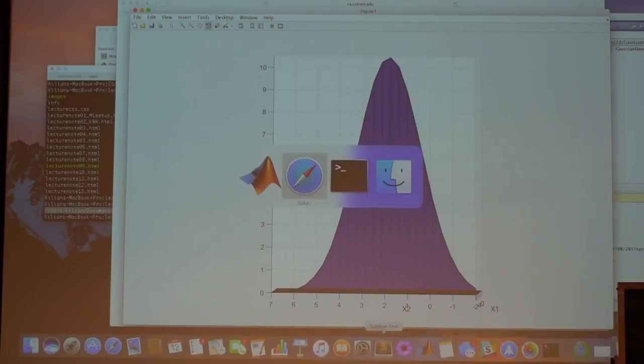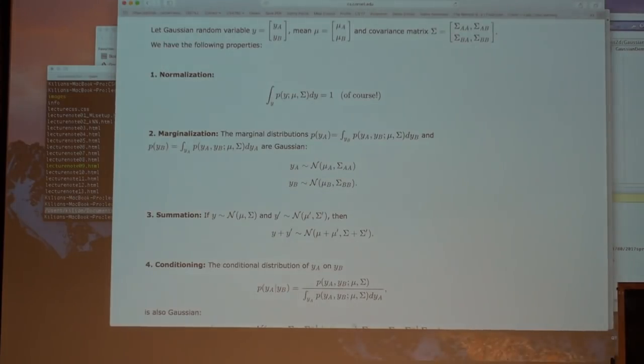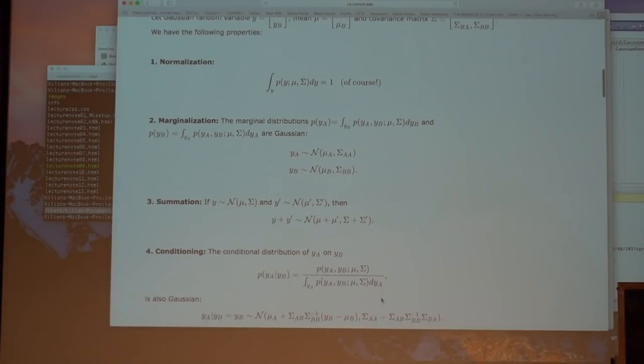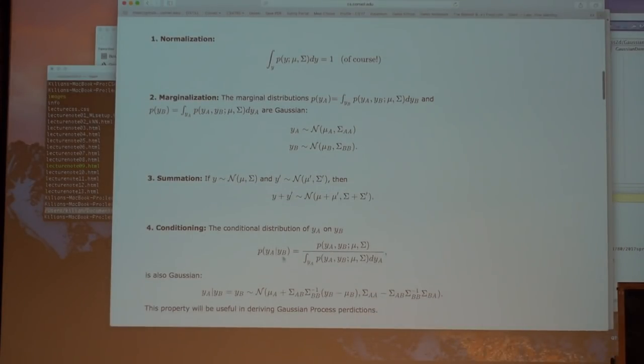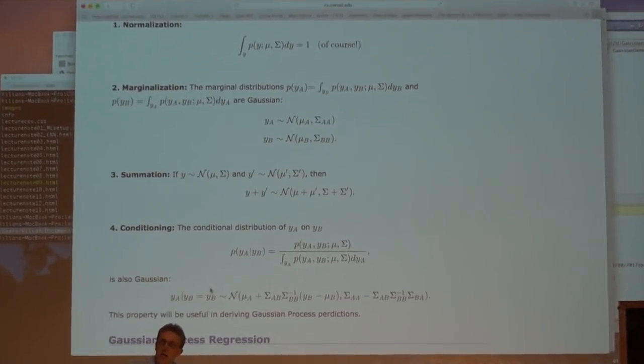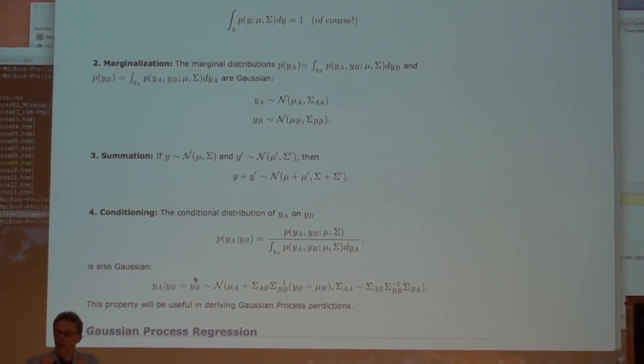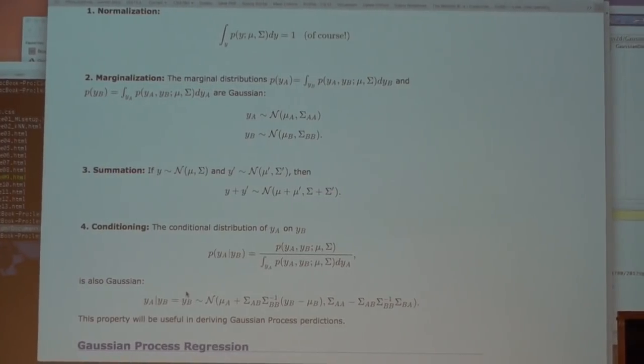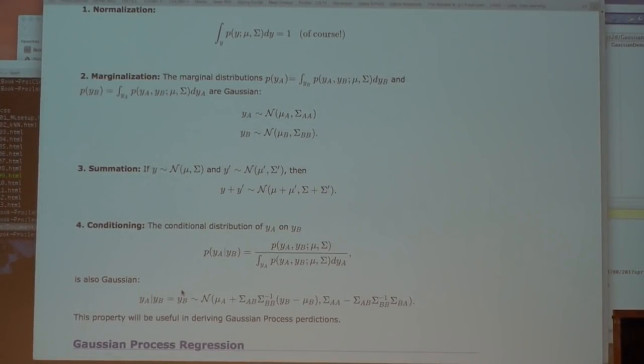Okay, so the last operator that we can do is conditioning. Conditioning says if I have a two-dimensional Gaussian, and now I know the value of one of the variables, the second one stays Gaussian. So going back to the example of my house and my neighbor's house, there's some Gaussian distribution that says they're tied together. And now my neighbor moves and sells her house. Well, that now affects the price of my house, but it remains Gaussian.